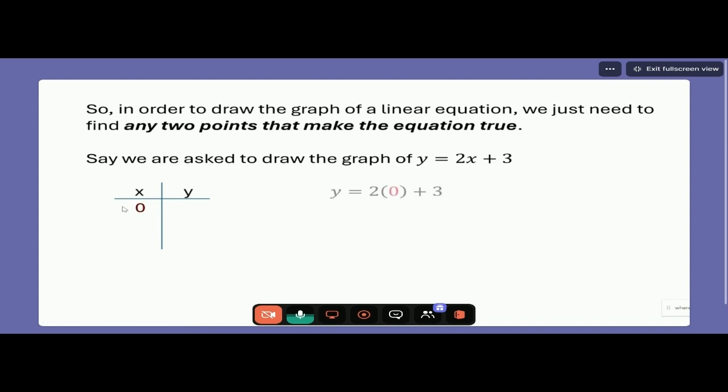So let's do it. I'm going to plug in x equals 0. 2 times 0 is 0. That's nice and easy. 0 plus 3 is 3. So isn't 0 a handy one? Because there we go.